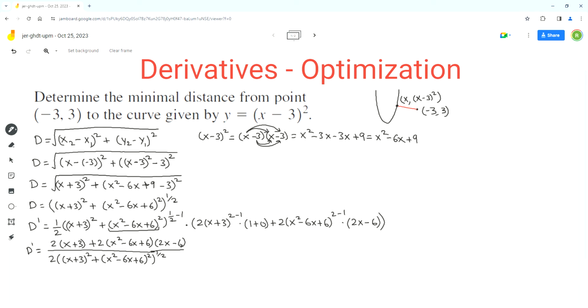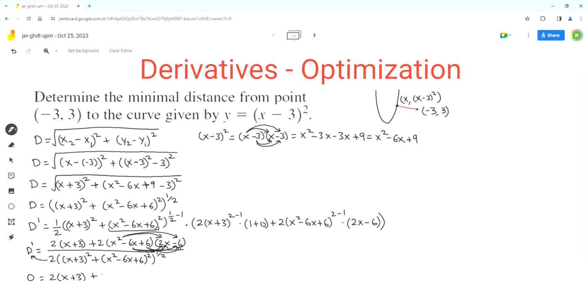Now we can set the derivative equal to 0, and when we cross multiply the denominator, the denominator will go away. So we are just left with 2 times x plus 3 and then plus. Now we can distribute the terms in the parentheses. So we'll use the FOIL method and then negative 6 and this and then this and then 6 times 2x and then 6 times negative 6.